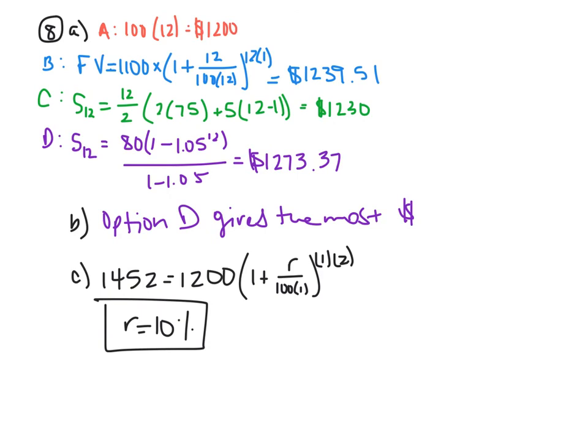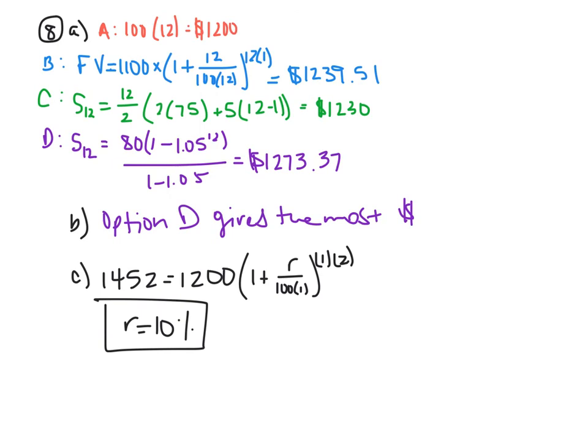Option C is an arithmetic sequence. She starts off with $75 and earns $5 extra every month. So if you use your sum formula for arithmetic sequences, you get n divided by 2, times 2 times u sub 1 plus d times n minus 1. So you end up with $1,230 at the end of the year.